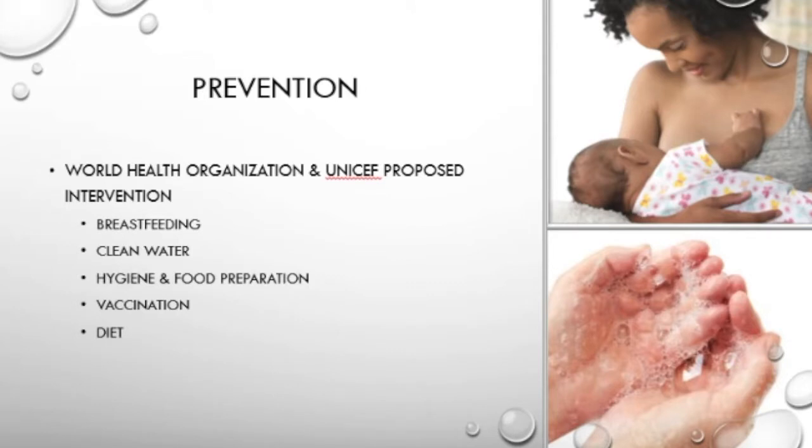The World Health Organization and UNICEF propose 5 interventions for preventing death caused by childhood diarrhea. These interventions include exclusive breastfeeding for the first 6 months of life, which provides the baby with antibodies from the mother, access to clean drinking water, good personal hygiene in food preparation practices, rotavirus and measles vaccines, and nutrient-rich diets.